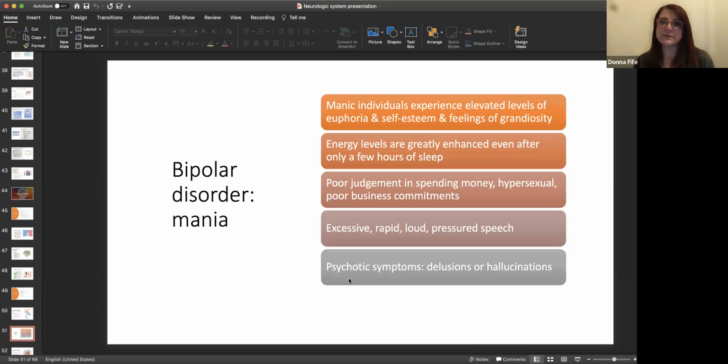Manic individuals experience elevated levels of euphoria and self-esteem and have feelings of grandiosity. Energy levels are greatly enhanced even after only a few hours of sleep. They may have poor judgment in spending money, be hypersexual, and have poor business commitments. They may have excessive, rapid, loud, pressured speech. And there can be psychotic symptoms such as delusions or hallucinations.